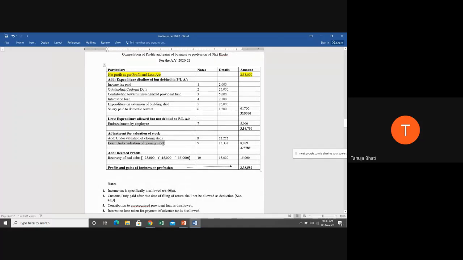So we will give effect to it: whenever opening stock is undervalued, you have to deduct it. Why? Because so much amount is not being debited to the P&L account while calculating net profit. Therefore, we are deducting. So therefore, undervaluation of opening stock is 13,333. Now, why have I written it here? Because adjustment of valuation of stock, you separately show in the solution. After finishing, before deemed profits, you can show this separately. That is the reason I have shown it here below.